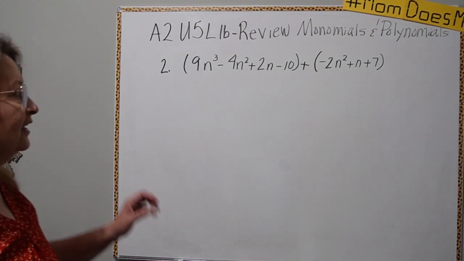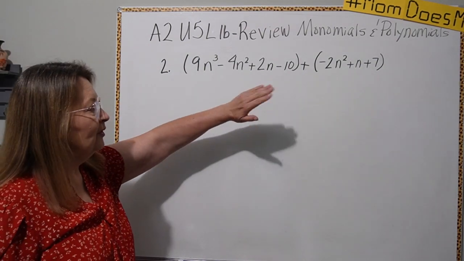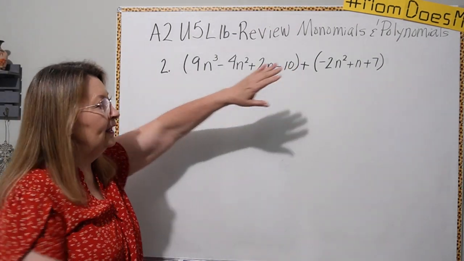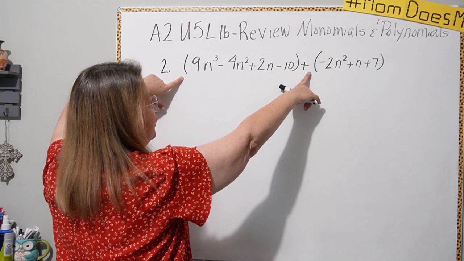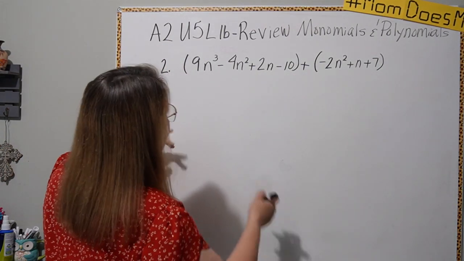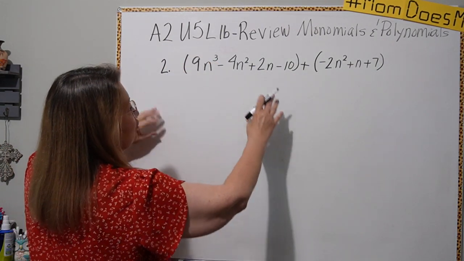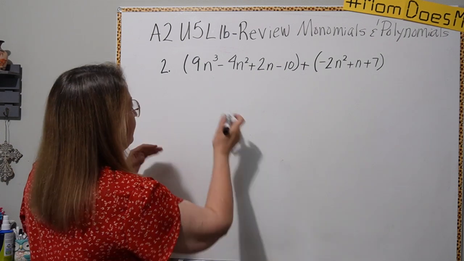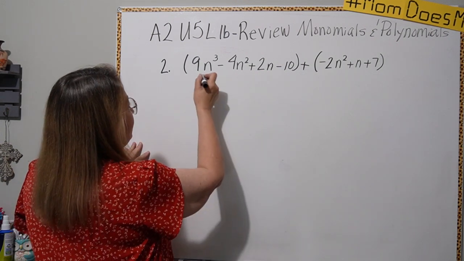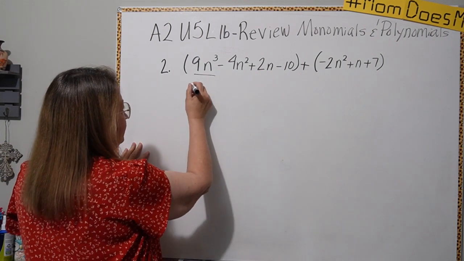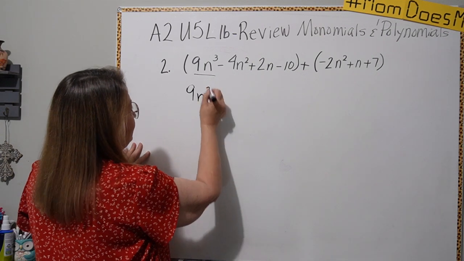Okay, now let's look at number 2. And here's our problem, and once again, we are adding. And there is no number in front of either one. So we're going to be able to drop the parentheses. So let's just start adding. There is nothing to add to the 9n cubed, so it's going to stay the same.